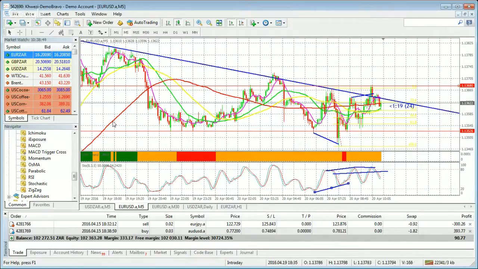Another slight push up. I don't know if this is going to be doing much at all.